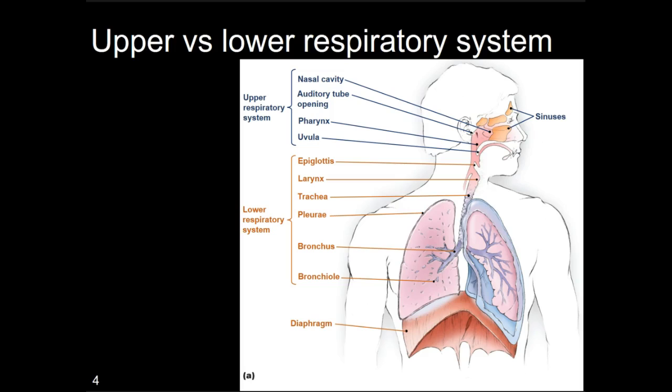The microbiota of the mouth is very different from the microbiota of the nose, which is very different from the microbiota in the pharynx, etc. So each location in the upper respiratory system has a different type of microbiota, which will be important for keeping microbes out.